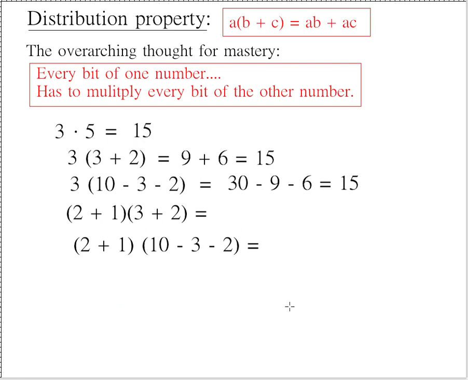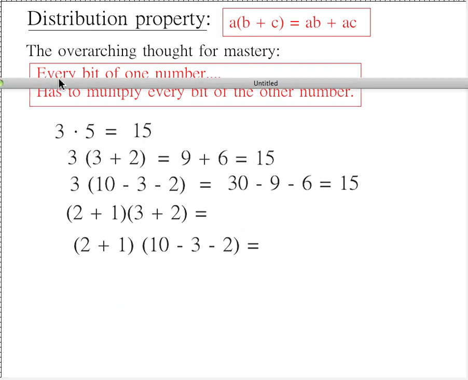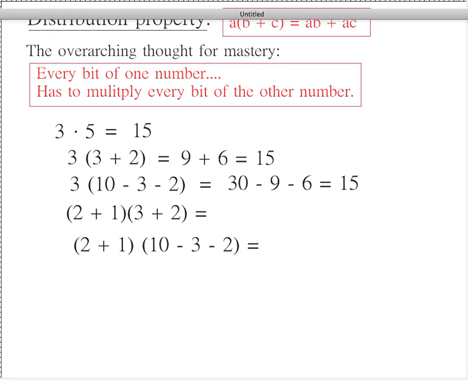Now, make no mistake, this is still 3 times 5. This is still going to equal 15. 10 minus 3 is 7. 7 minus 2 is 5. This is just 5, and this is just 3. And I want to show you that every bit of 3 has to multiply every bit of 5 here. Let's bring in the drawing program. And really what I want you to think about here is how many arrows there are going to be.